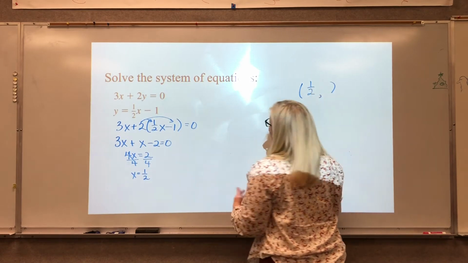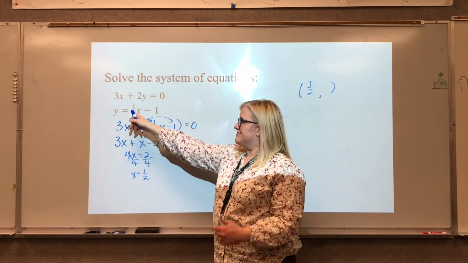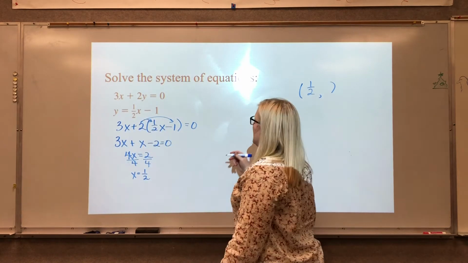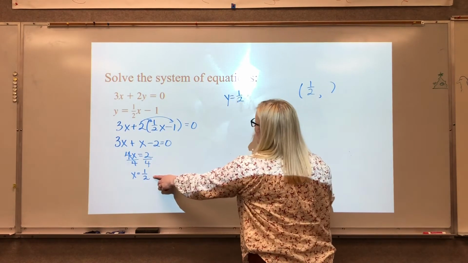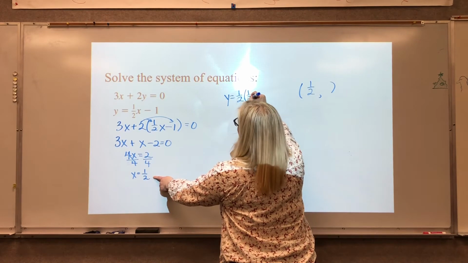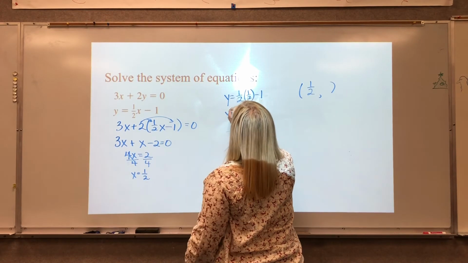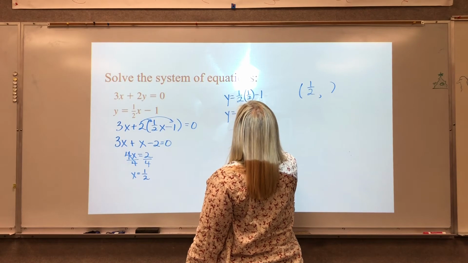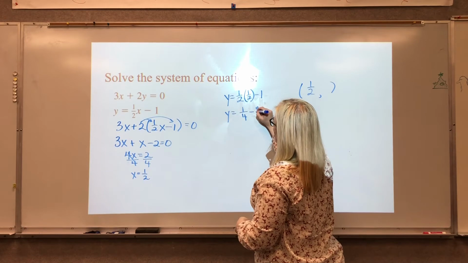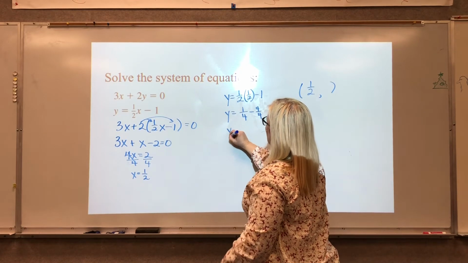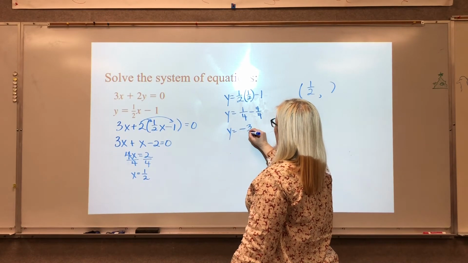And how do I find my y value? I plug it back in. So y equals 1/2 times x, which is 1/2, minus 1. So here I have y equals 1/4 minus 1, which is 4/4. So y equals negative 3/4.